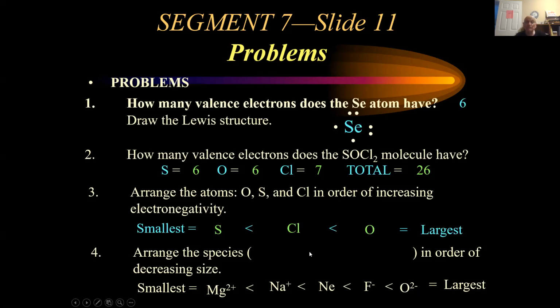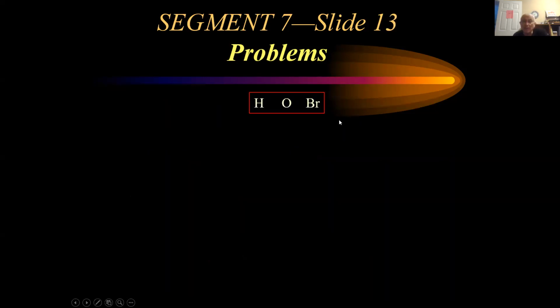Okay. All right. Now, here are some problems that we're going to do, and I'm going to illustrate the VSEPR notation with them. Here is hypobromous acid, HOBr or HBrO. It's written both ways. Let's see how many valence electrons.